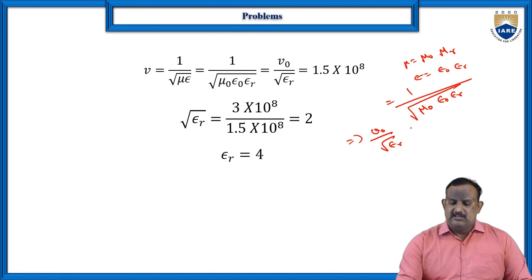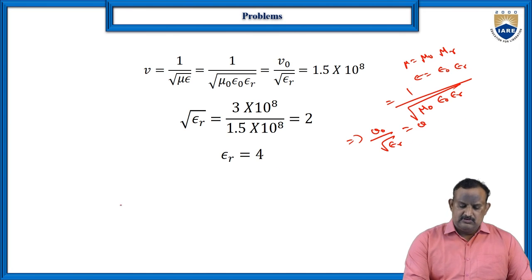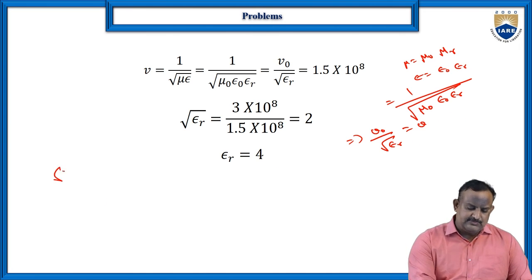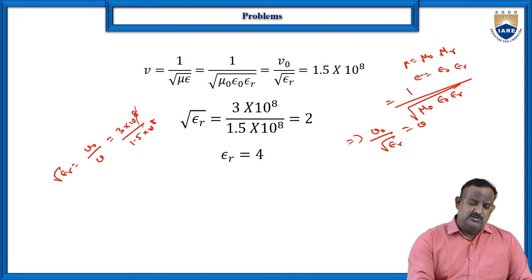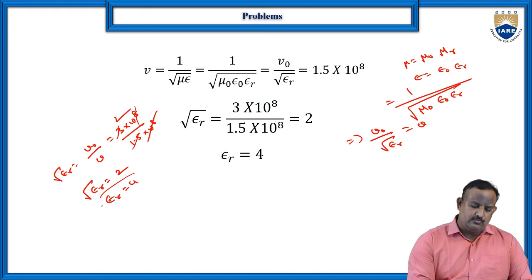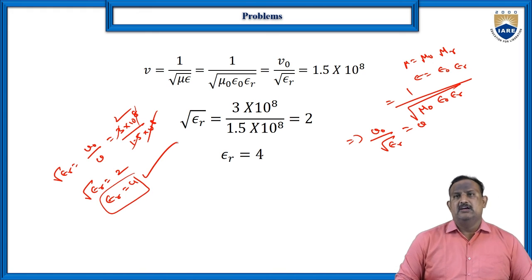We need to find out the epsilon r value. Velocity is given as 1.5 into 10 power 8. Therefore, root epsilon r is equal to v naught by v. So v naught is 3 into 10 power 8 by 1.5 into 10 power 8. 10 power 8 cancel each other. Then 1.5 into 2 times 3. Therefore, root epsilon r equal to 2 and epsilon r equal to 4. So it is the permittivity of the medium.